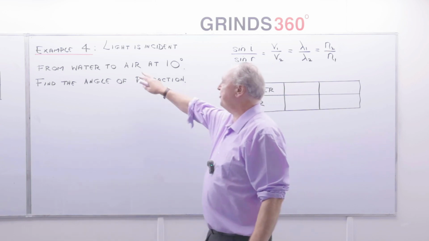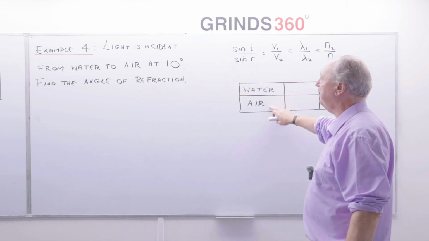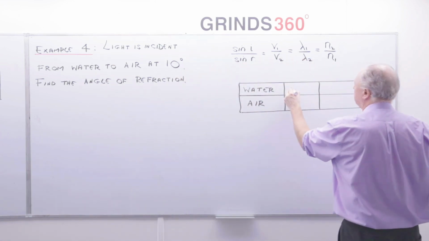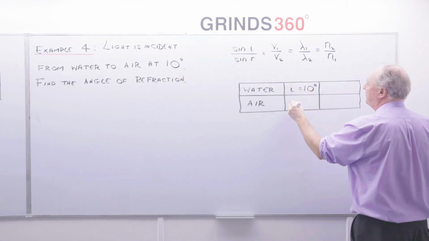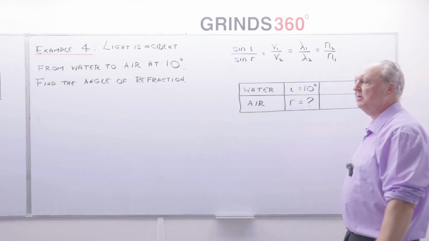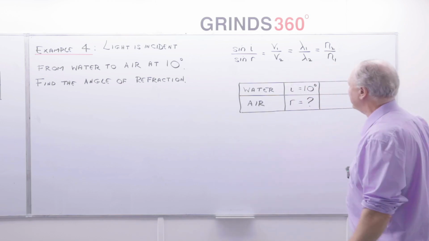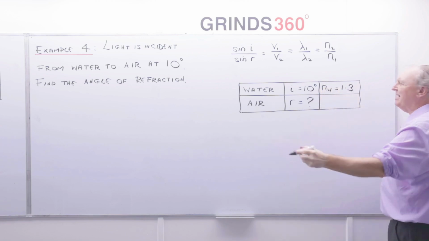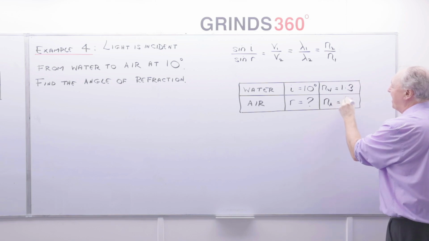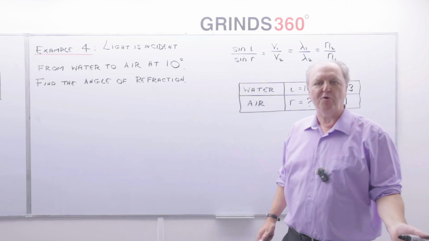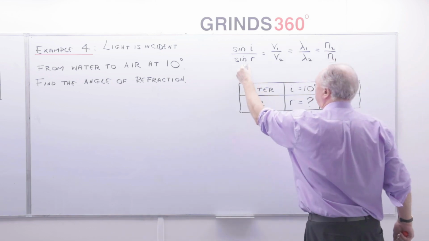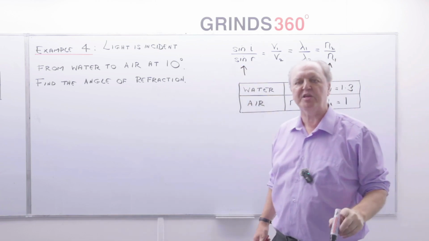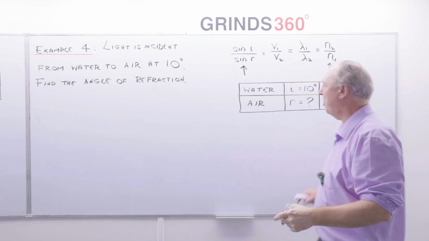So I'm going from water to air. So water is first in the table, then air. And the angle of incidence, which is in the water, will be 10 degrees. They're asking me to find the angle of refraction. They've given me the refractive index of water. The refractive index of water, Nw, is 1.3. And you automatically know the refractive index of air, that's 1. So you're going to apply your formula. You just need the first part of your formula involving the angles and the last part involving the refractive indices. But don't forget to turn them upside down.